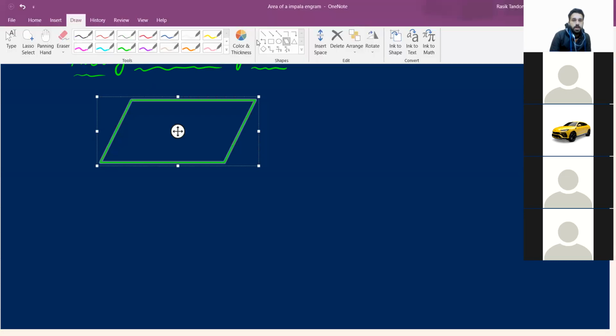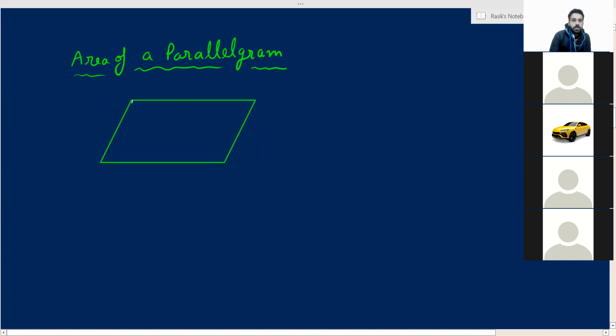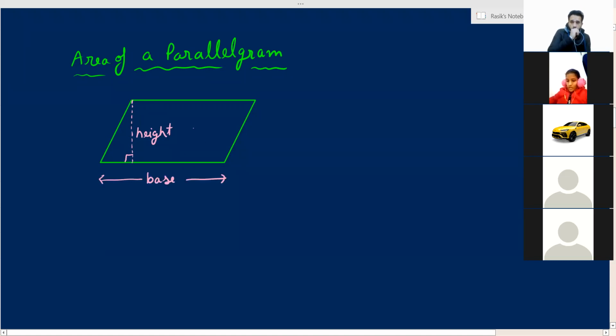In this, this is known as the height of the parallelogram. The distance between the parallel sides is known as height of the parallelogram, and this is the base of the parallelogram. Draw the figure, mark the height and base.